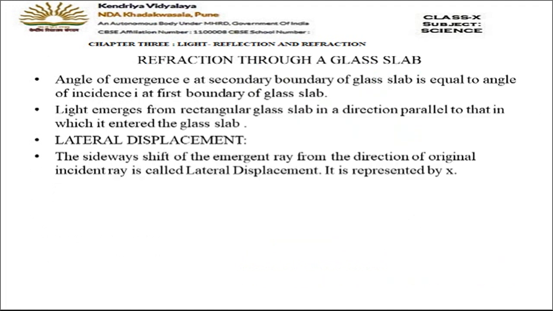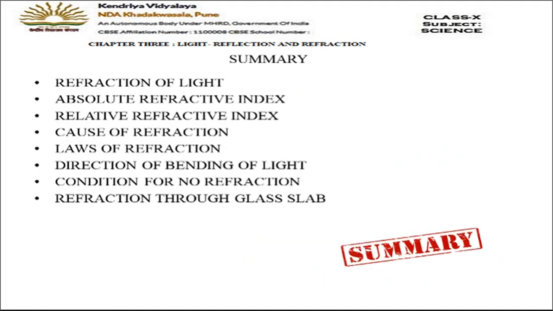Right? Now let's have a look at the summary of what we did today. We have done what is refraction, absolute refractive index, relative refractive index, what is the cause of refraction, laws of refraction, how the light bends, conditions for no refraction, and then refraction through the glass slab. So these many topics we have covered today. I think you all have understood. If not, please go through the chapter, read it twice, and watch the videos again and again so that the concepts will be clear to you all.